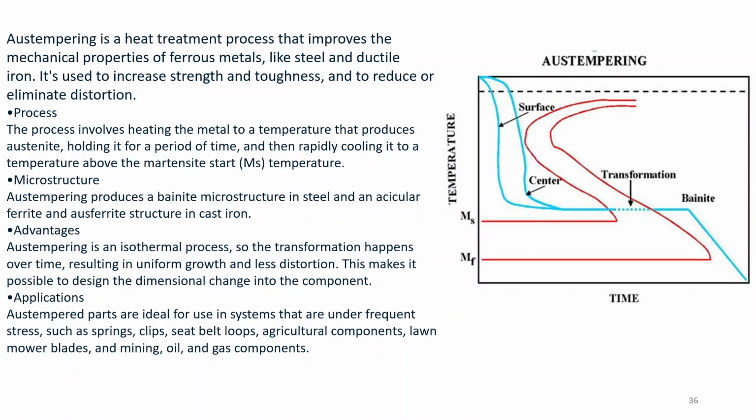Next we have austempering, which is a heat treatment process which improves the mechanical properties of ferrous metals like steel and ductile iron.